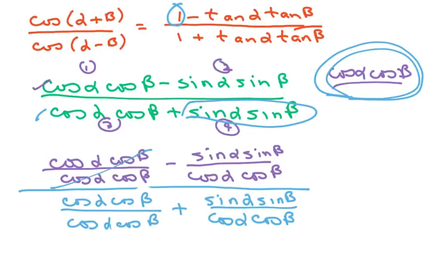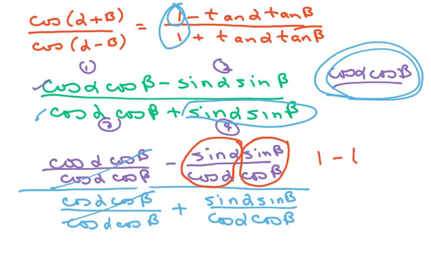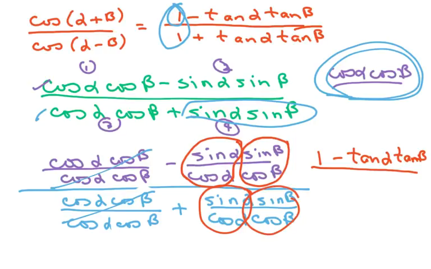So basically, these both are 1. And that's what we wanted. We have a 1 here. And this, you take this. This is tan of alpha, and this is tan of beta. So the numerator, we have 1 minus tan of alpha times tan of beta. And the same thing happens here. We have tan of alpha, tan of beta. And this is 1. That was 1. We have 1 plus tan of alpha, tan of beta.